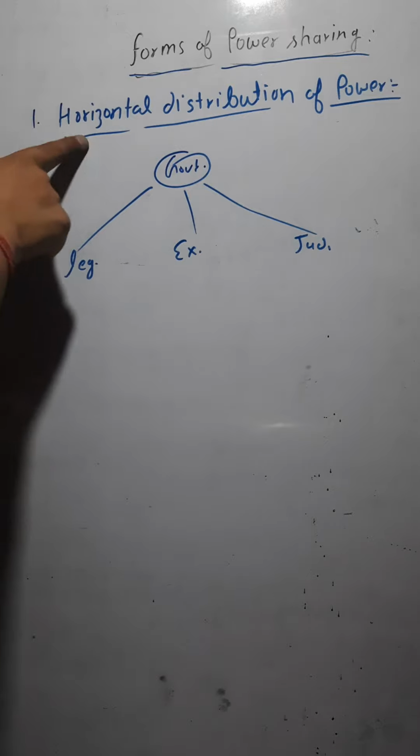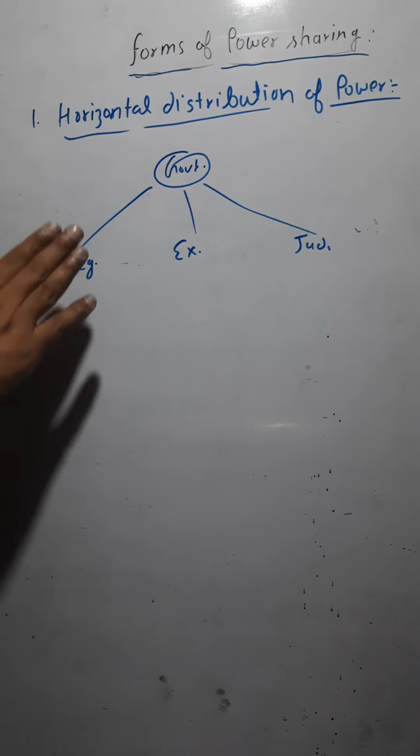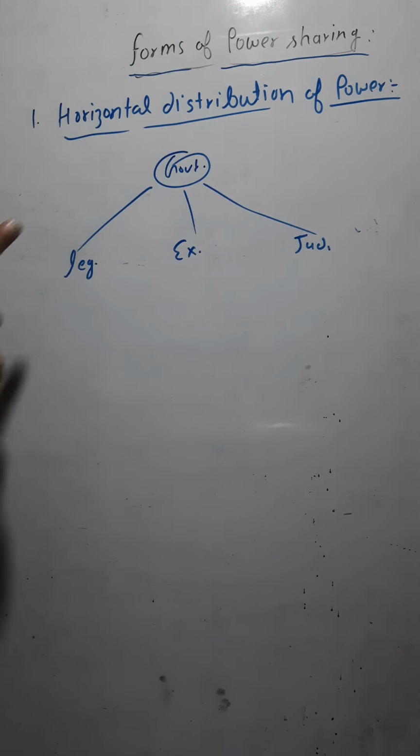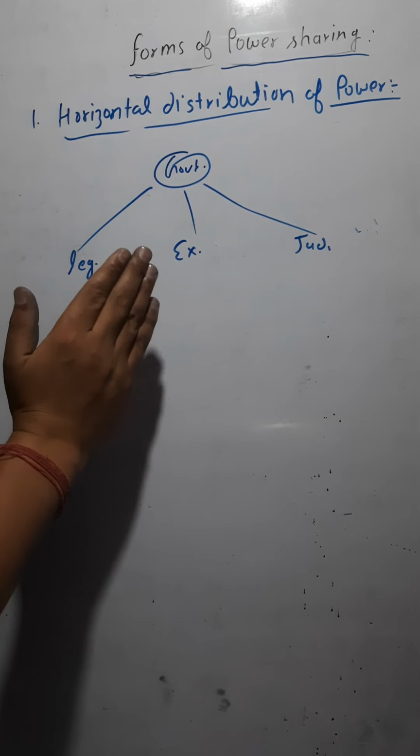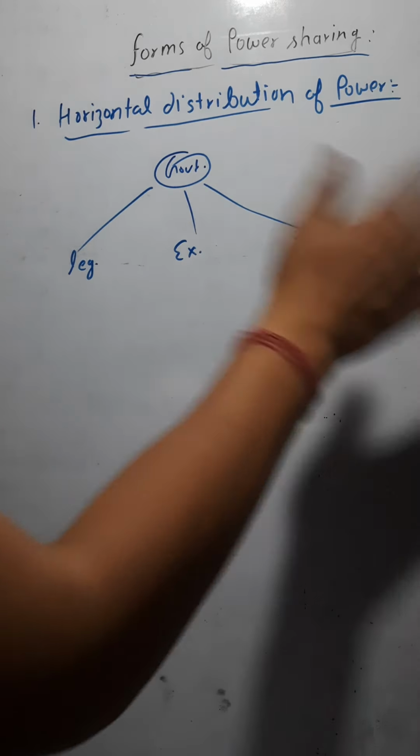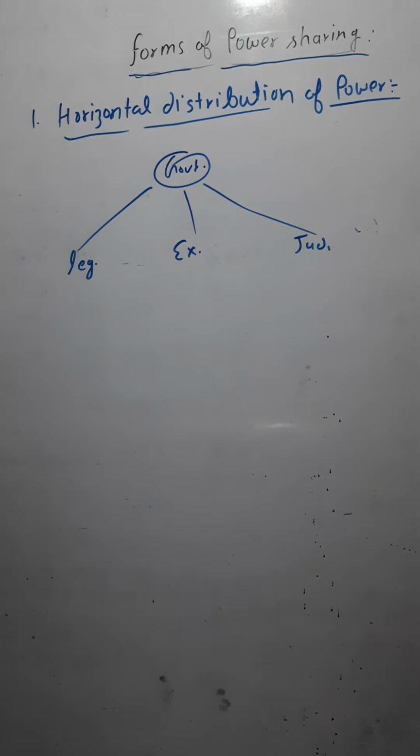Yes. So in horizontal distribution of power, the power has been divided, and none of the organs has more power. And one more thing: each of the organs is going to look upon the work of the other two. So this type of arrangement of power is known as the system of checks and balance. So we have the system of checks and balance in horizontal distribution of power.